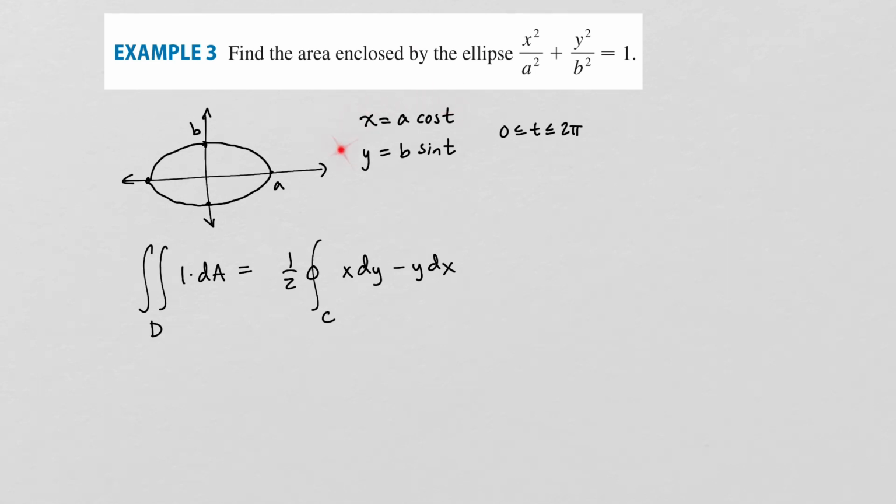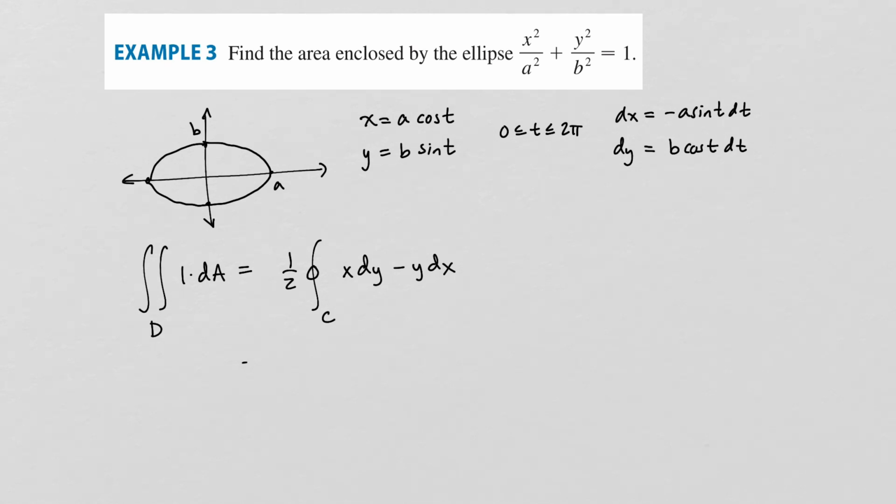So if I'm using this parameterization, let's go ahead and calculate what is dx and what is dy. So dx, derivative of cosine, is negative sine. So we have negative a sine of t dt. And dy, derivative of sine, is cosine. So we have b cosine of t dt. Okay, now I'm just going to plug this in.